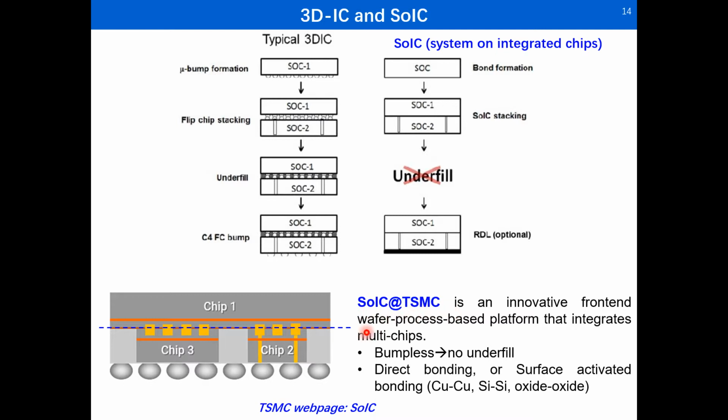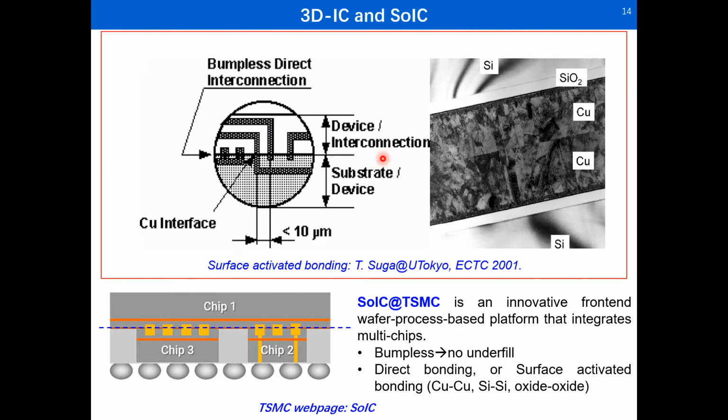It is generally a front-end wafer process. It is achieved by direct bonding. This is the interface of stacking layers, copper to copper, silicon to silicon, and somewhere oxide to oxide, directly bonded. Direct bonding is also called surface-activated bonding. It requires ultra-clean and ultra-flat surface treatment. This was originally proposed by Professor Suga of the University of Tokyo.